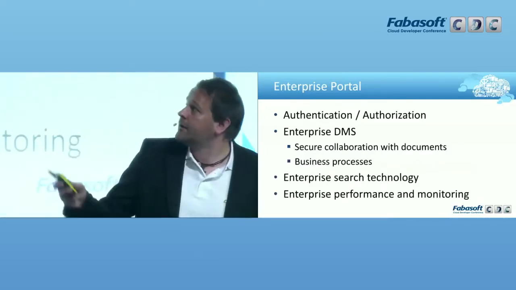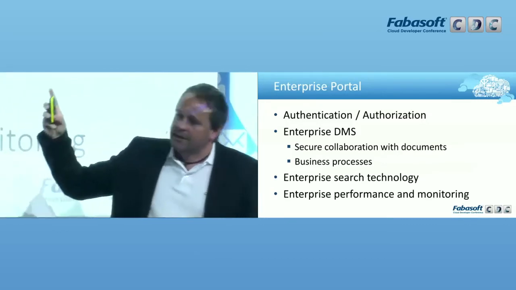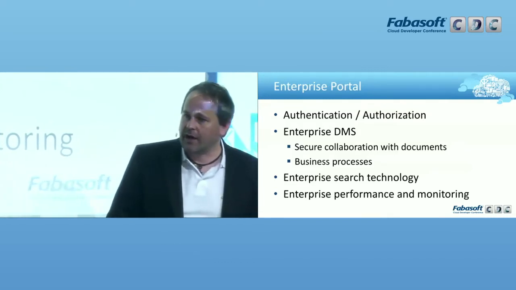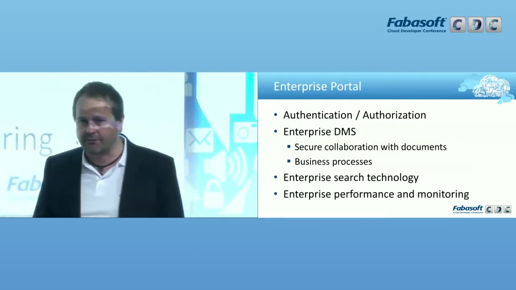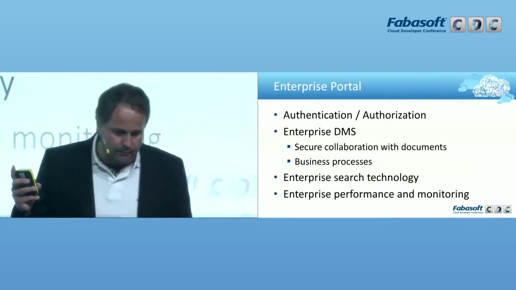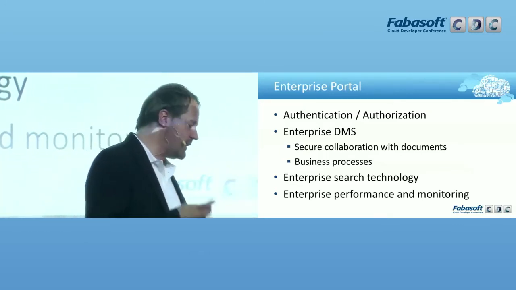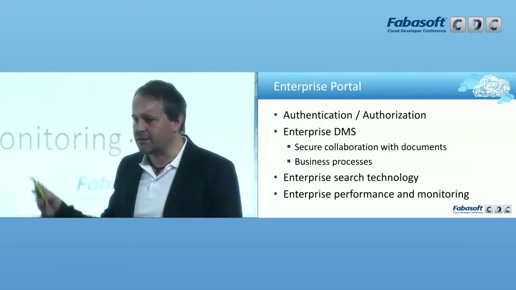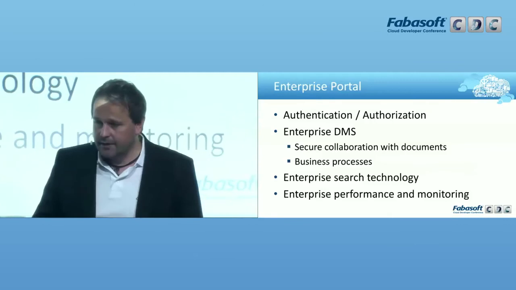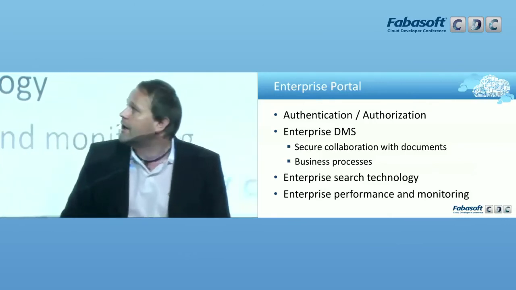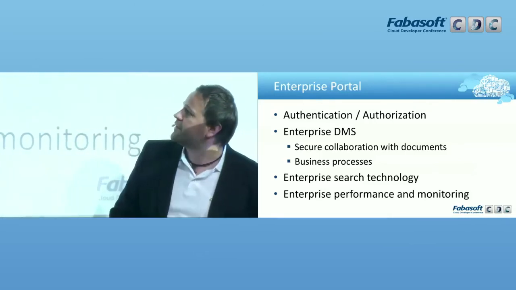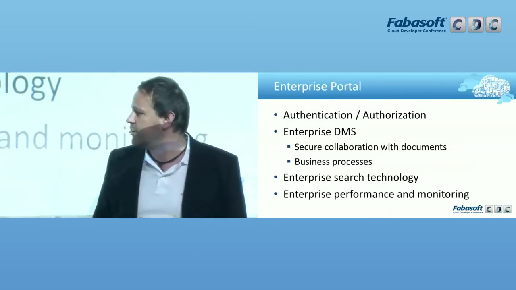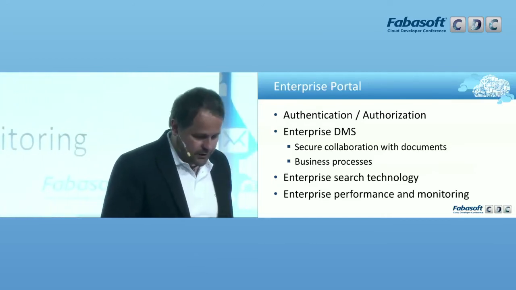Just to name a few of them, everything starts with authentication and authorization. Maybe you are aware of the different capabilities of Folio Cloud with two-factor authentication, mobile PIN authentication, certificates, social authentication. This is where everything starts. We have enterprise DMS, secure collaboration with friends or business partners, business processes, search technology, and performance monitoring.